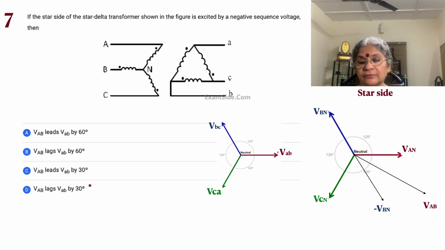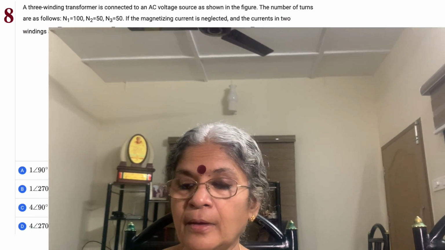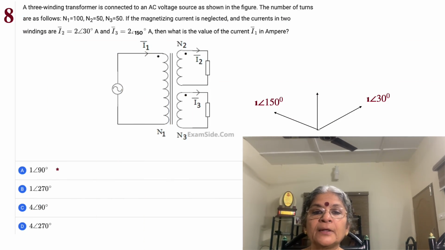Though in the delta it's phase voltage, phase voltage and delta voltage are the same. So when you compare the line voltage, you see that VAB lags VAB by 30 degrees, or the primary lags the secondary by 30 degrees. So we now have another problem. What is that? We have three windings.